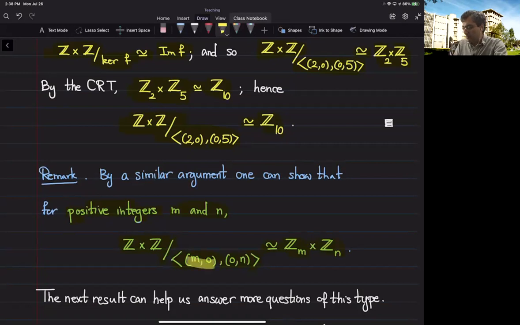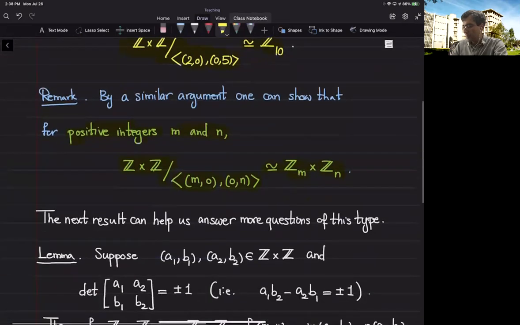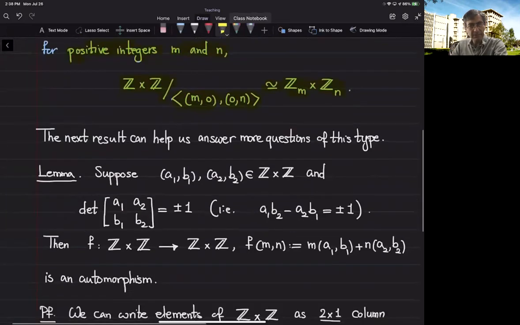Now, what if I change these? Then what happens? Can I have non-zero components on this part? So in general, the question would be much harder to answer. But the next result can help us to address some of the subtleties.